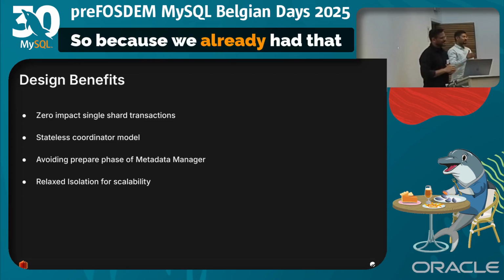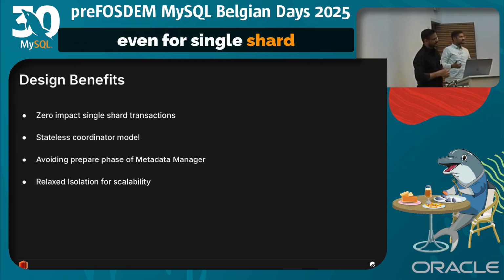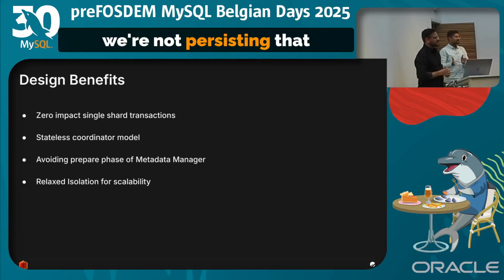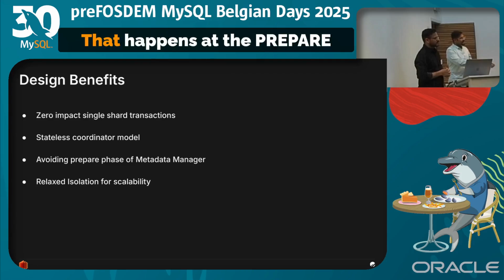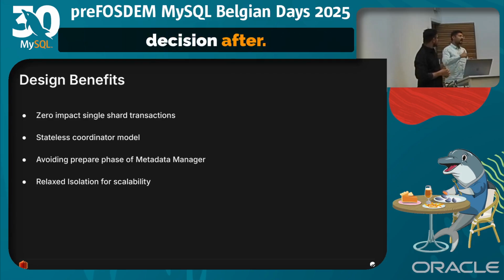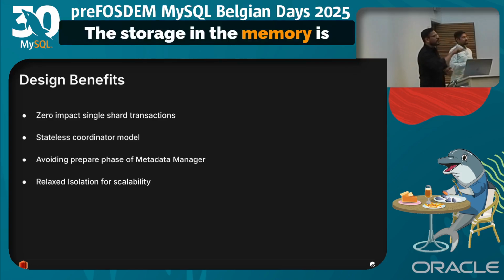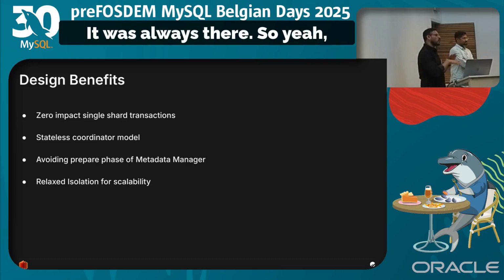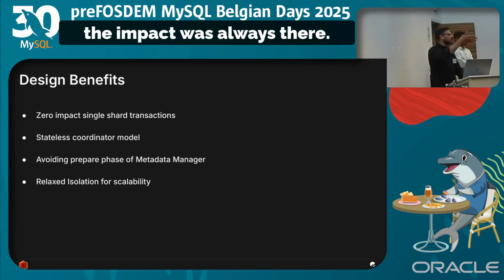Yes. Because we already had that information, even for single shard transactions for visibility, it's not impacting the performance that people were already seeing with single shard transactions, because we're not persisting that into the data store. It's not going into MySQL. That happens at the prepare phase, which we take the decision after VTGate knows that it's a multi-shard transaction. The storing in memory has been there from day one itself. It's not something we have introduced now. It was always there, so the impact was always there.